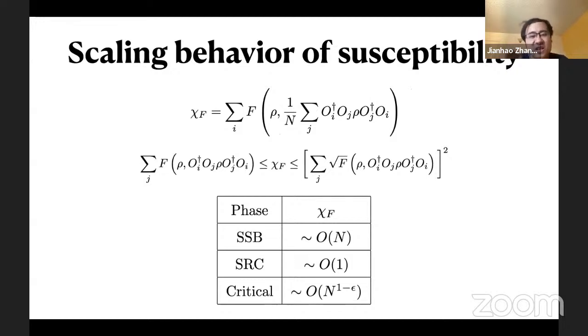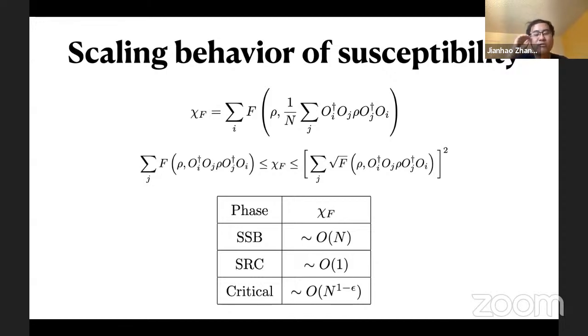For the spontaneous symmetry breaking phase, although we cannot calculate the exact quantity of the fidelity susceptibility, with the help of both the lower bound and upper bound, and further by the analytic representation of the fidelity susceptibility, we can unambiguously conclude that in the spontaneous symmetry breaking phase in the open quantum system, the corresponding fidelity susceptibility diverges in the thermodynamic limit. Specifically, its scaling with the system size is order N, linear in the system size. So the scaling behavior is unambiguously determined.